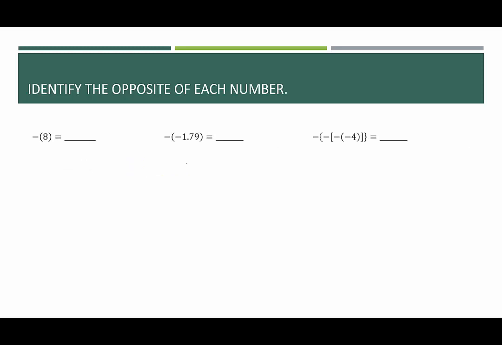Okay, so let's identify the opposite of each number. The opposite of 8 is, say it with me, negative 8. The opposite of negative 1.79, so if we're on a number line, draw a number line, there we go. And here's 0, and here's negative 1.79, right? It's negative, so it's to the left. Well, this has an absolute value of 1.79. What else has an absolute value of 1.79? That would be this number here, positive 1.79. So the opposite of negative 1.79 is 1.79.